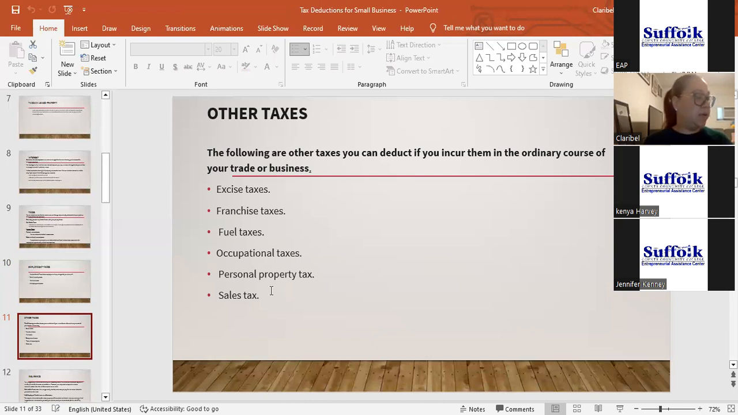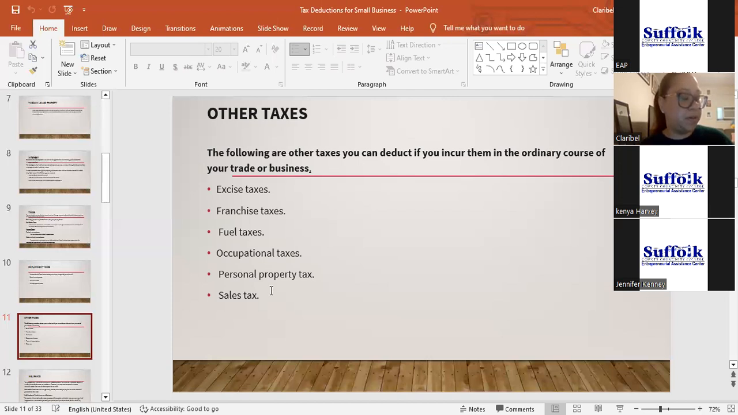Franchise tax, you can deduct corporate franchise tax as a business expense. Fuel taxes: generally, taxes on gasoline, diesel fuel, and motor fuels that you use in your business are included as part of the cost of the fuel. You do not deduct these taxes as a separate item. So normally if you buy fuel, you deduct the fuel plus the tax. It wouldn't be separate items. Occupational taxes, you can deduct as a business expense an occupational tax charged as a flat rate by a locality for the privilege of working or conducting business in the locality.